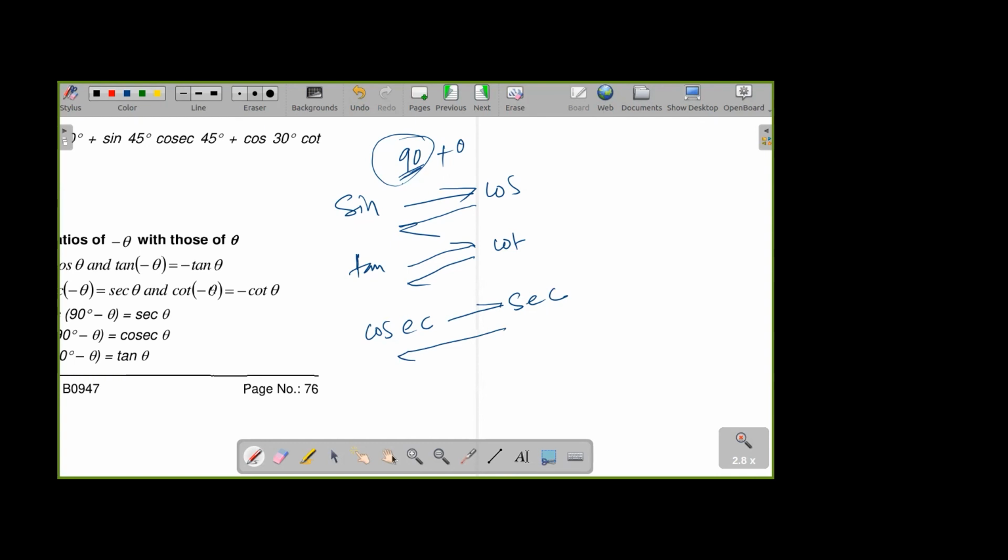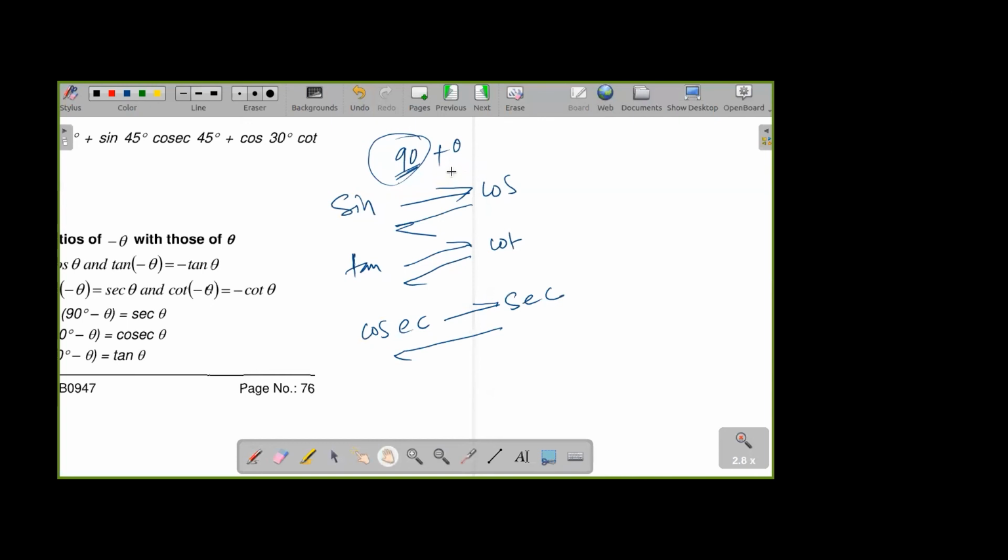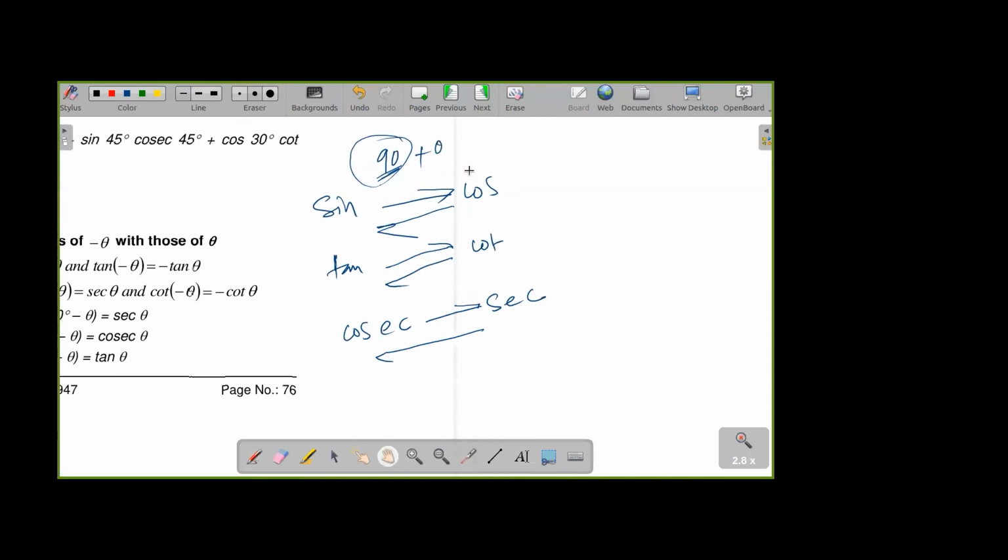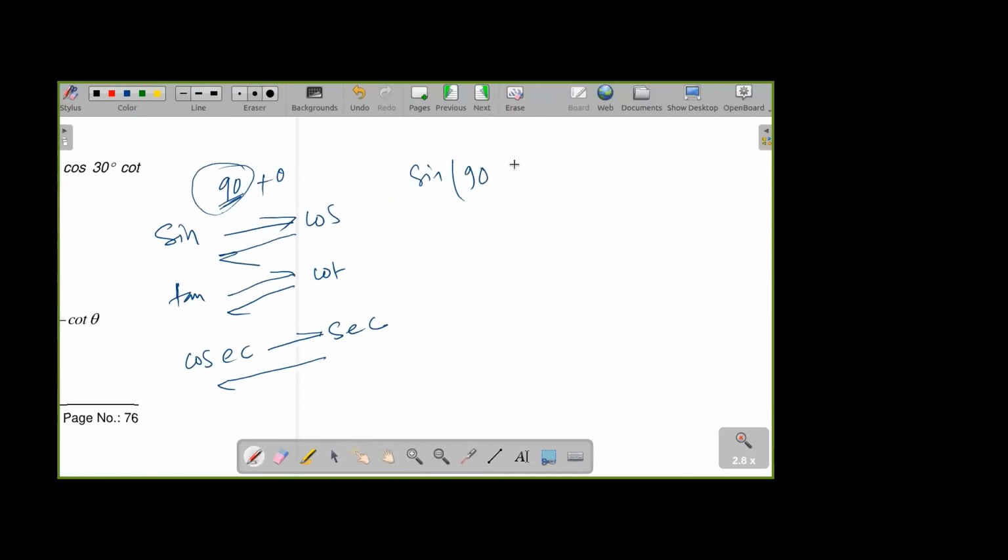I'm giving some examples. Like I want to find sine 90 minus theta. Then what will it be? We have to first change because it is a multiple of 90. How will it be changed? Sine will become cos, and just write cos theta.